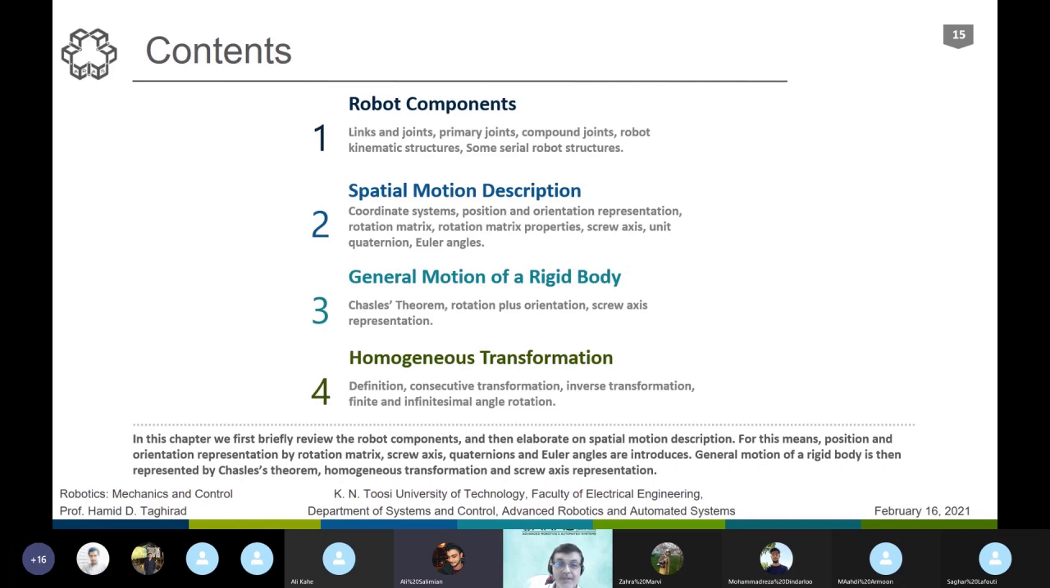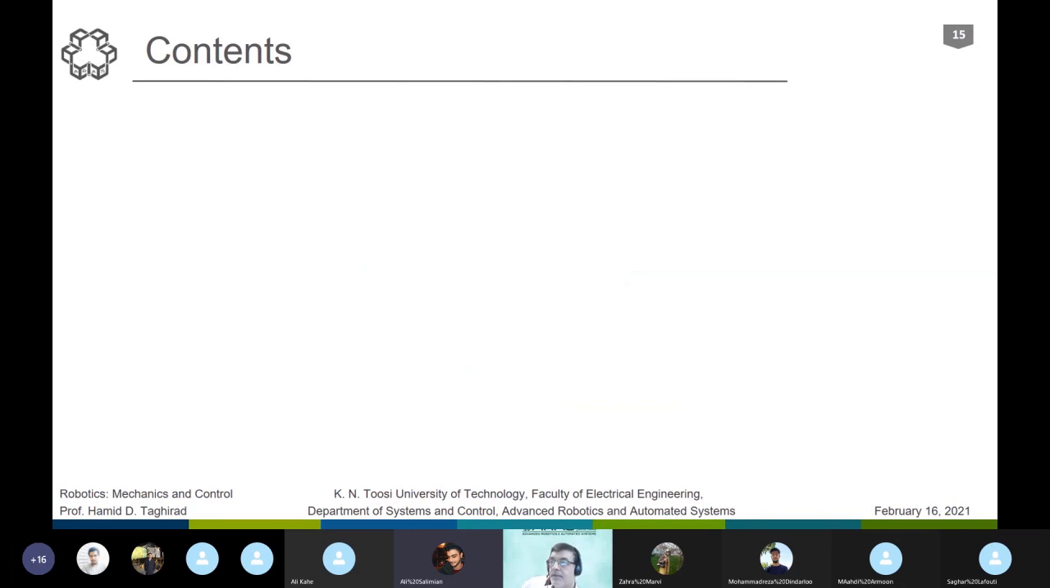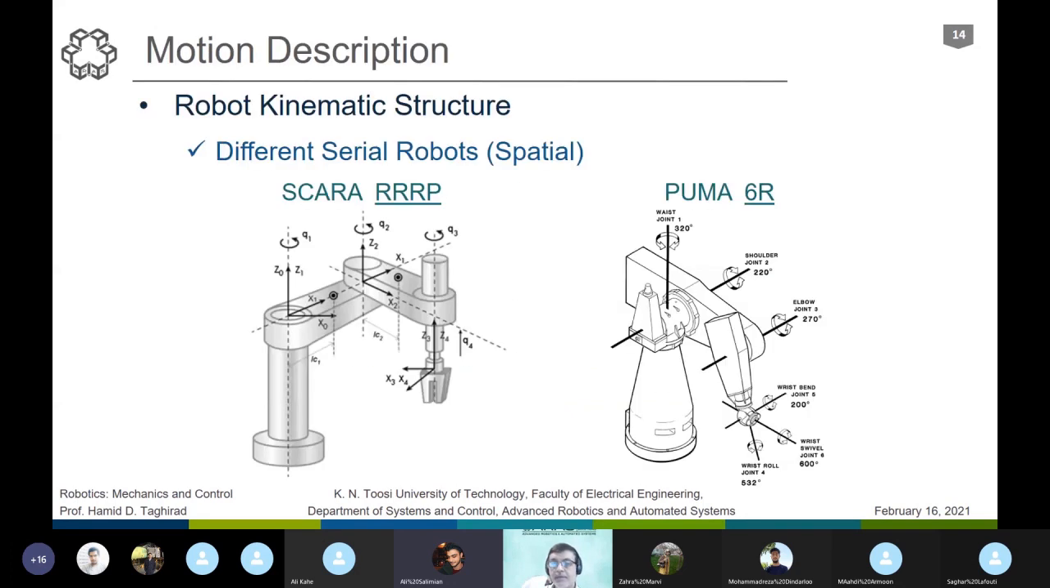Sir, excuse me. Yes. I'm asking this question on page 14. Is there any relation between the controllable variables of our end effector and the number of actuators in spatial robots too? For example, like the one we had in planar robots. Exactly. That is a very good question, Hussein.